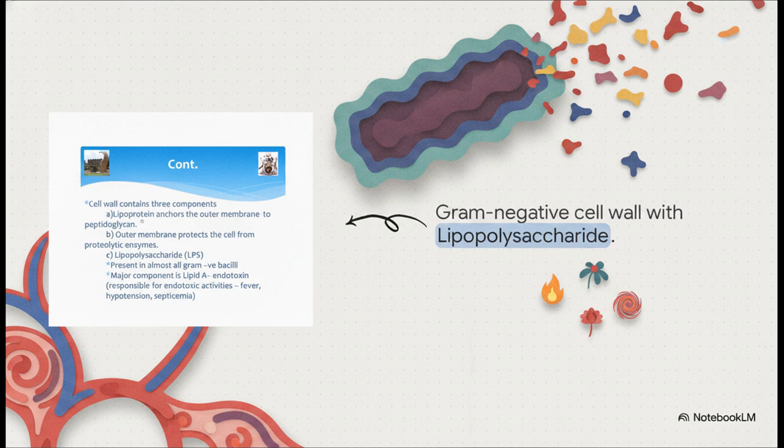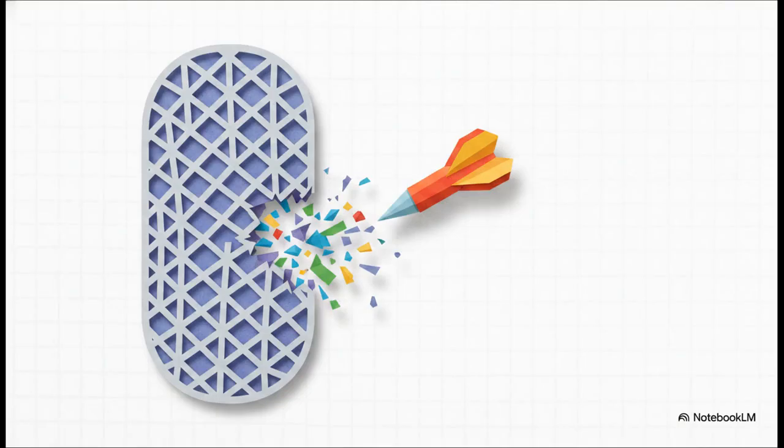life-threatening septicemia. To wrap up our look at this structural boundary, you have to remember that the cell wall is essentially the ultimate pharmacological target.